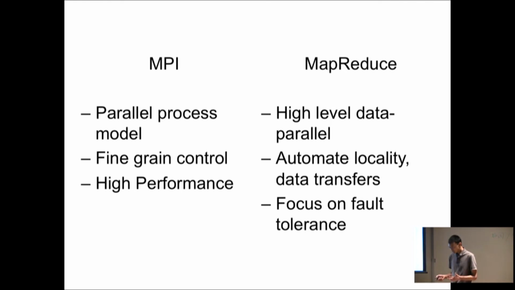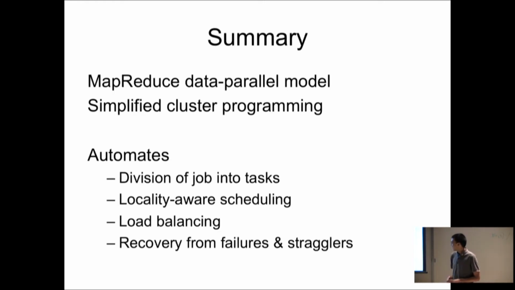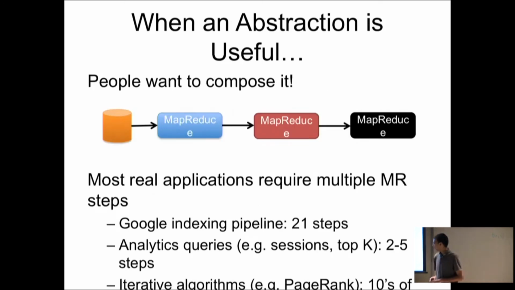So this seems like, again, a success story, and you're like, are we done here? I mean, because MapReduce is cool and we probably can call it quits. Well, it turns out it's not quite as simple as that, because when an abstraction is really good, what people try to do is that they try to compose it.